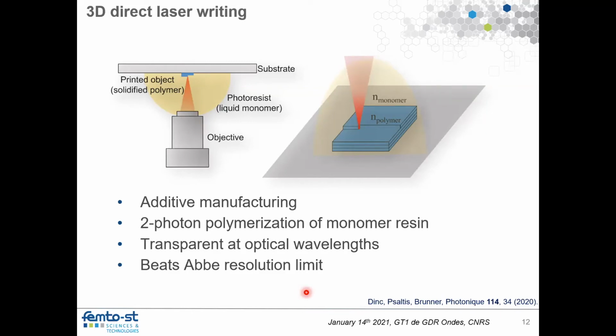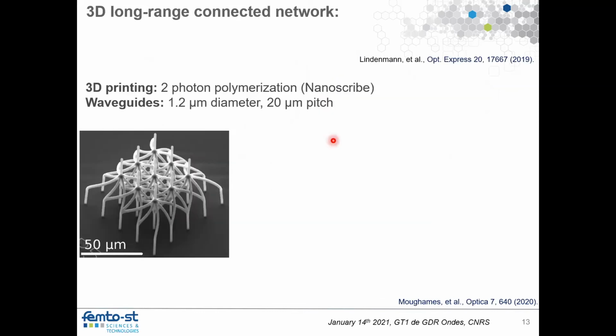And with this, we can, of course, make very complex structures in 3D. The important part here is that the polymer is transparent at optical wavelengths, and due to the two-photon process of the polymerization, we can beat the usual resolution limits. So that means we can go to really high resolution 3D printed structures.